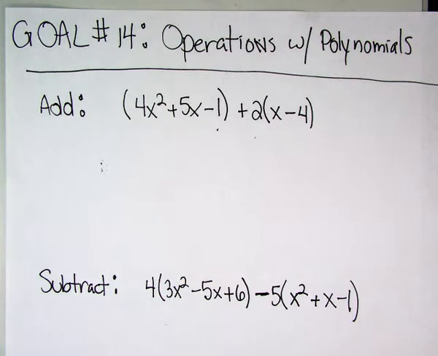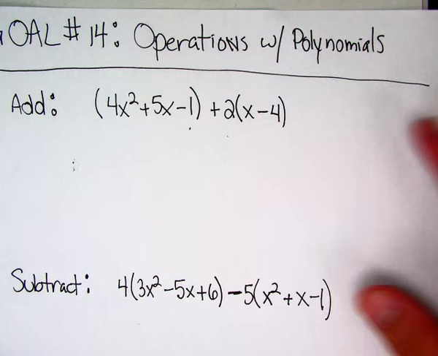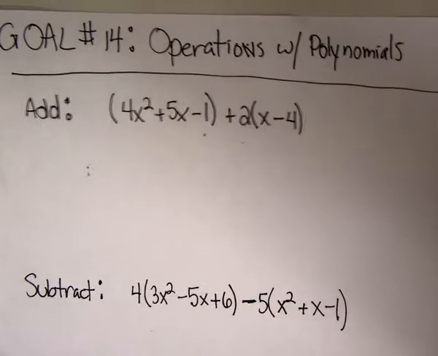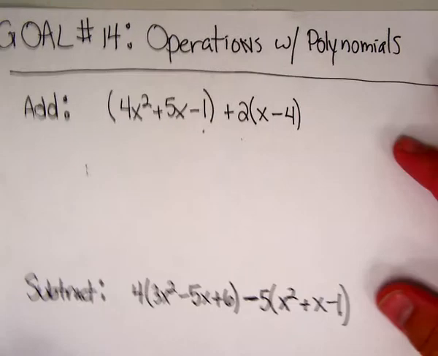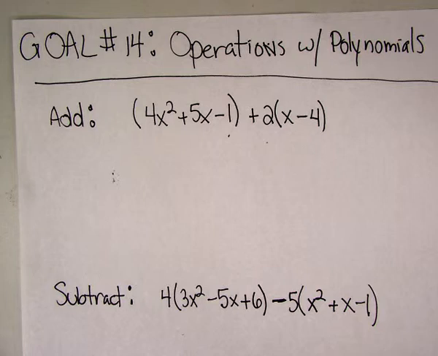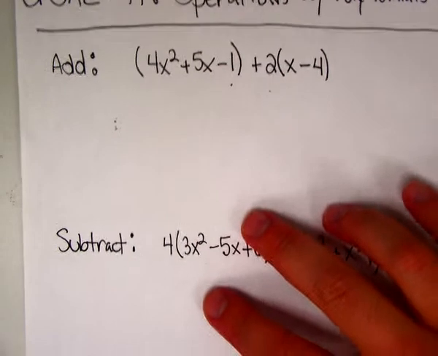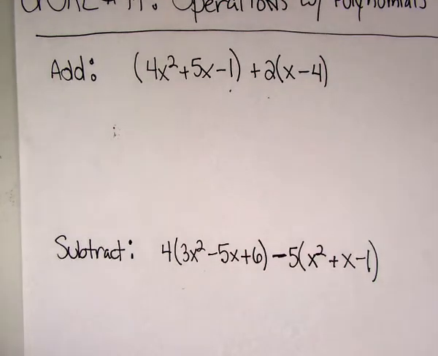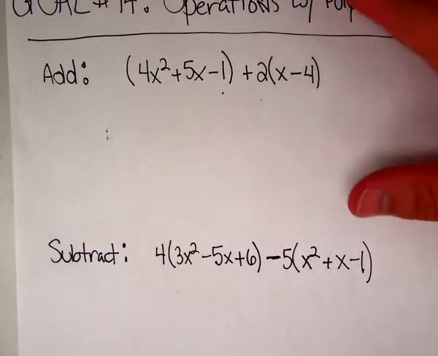Hi everybody. We have two goals left, and the first one here is goal 14. Now with goal 14, we're dealing with operations with polynomials. And with the first operation that we need to know, there's only three. It's addition, subtraction, and then multiplication. So let's look at an example of addition. Ultimately, we're going to do the operation and then make sure our answer ends up in standard form.